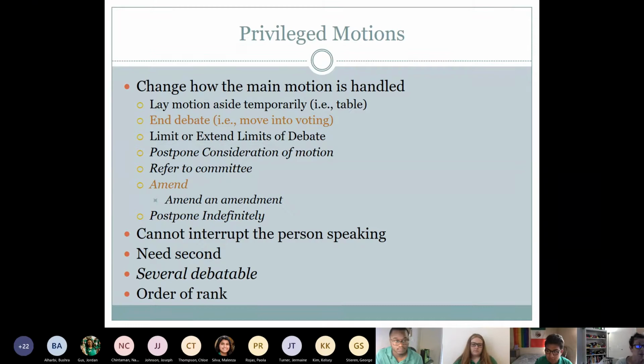All right, so with any of these motions, you cannot interrupt the person speaking. You have to raise your hand just like you would with a regular motion, go through that process, and you have to wait to be called on. You do need a second with these motions.